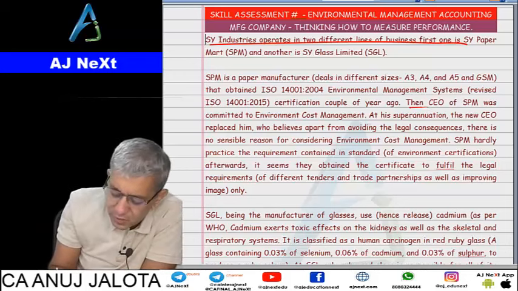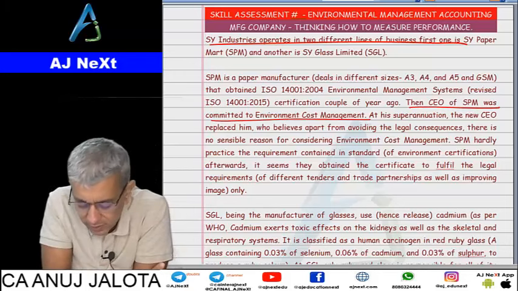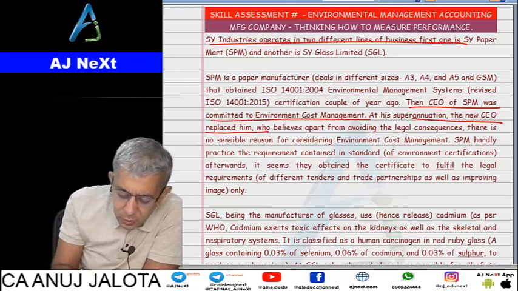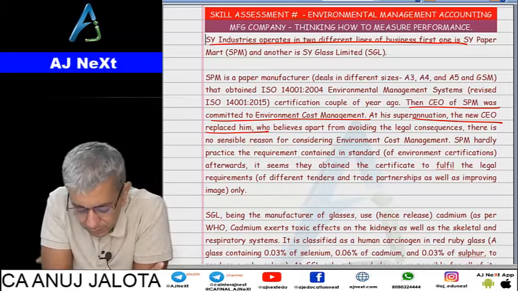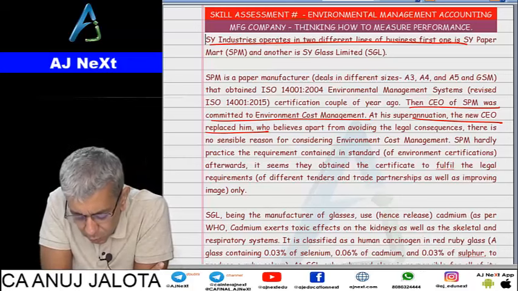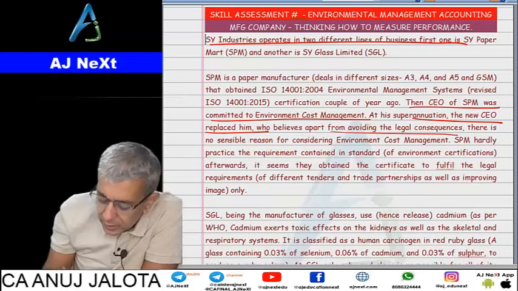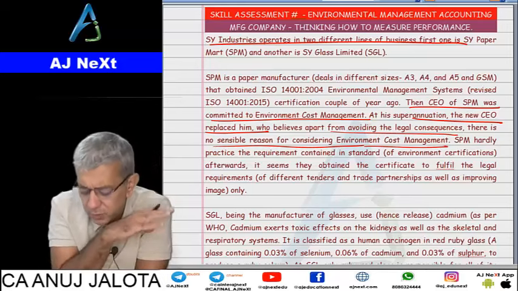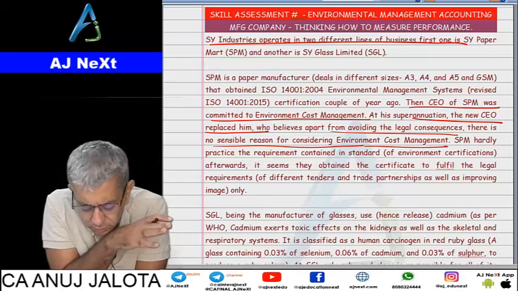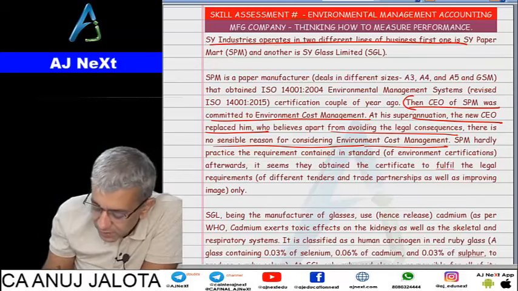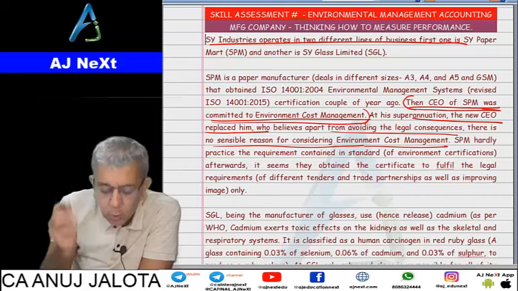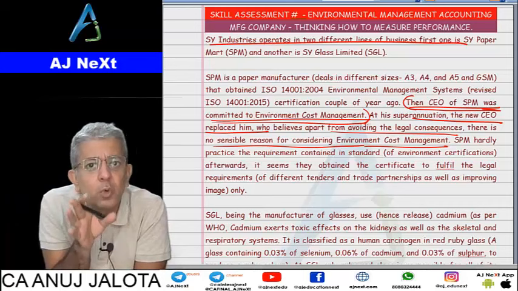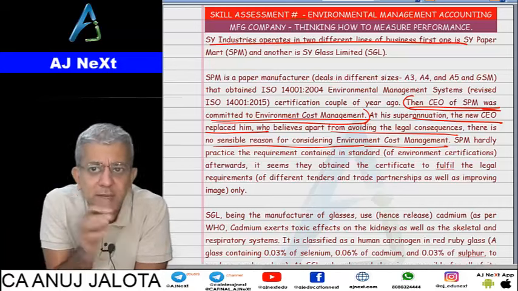The CEO of SPM was committed to environment cost management. At superannuation, the new CEO replaced him, who believes that apart from avoiding the legal consequences, there is no sensible reason in considering environmental cost management. So we had an old CEO. Now that guy believed that you should control your environmental costs. That was one thing.